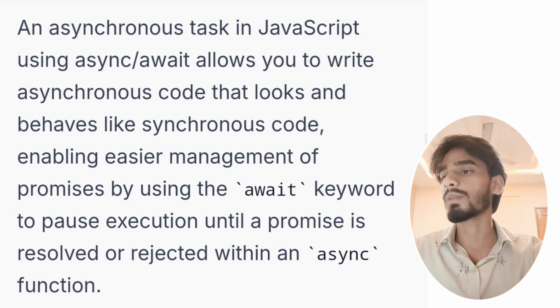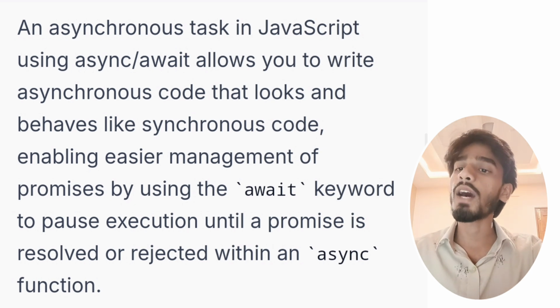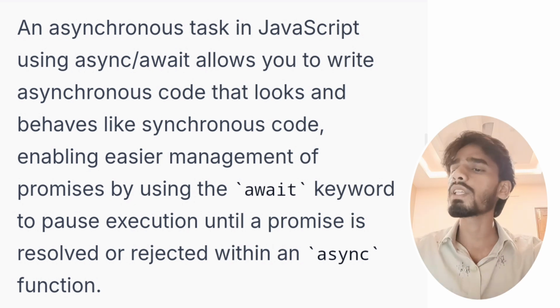Asynchronous task in JavaScript. An asynchronous task in JavaScript using async or await allows you to write asynchronous code that looks and behaves like synchronous code, enabling easier management of promises by using the await keyword to pause the execution until a promise is resolved or rejected within an async function.